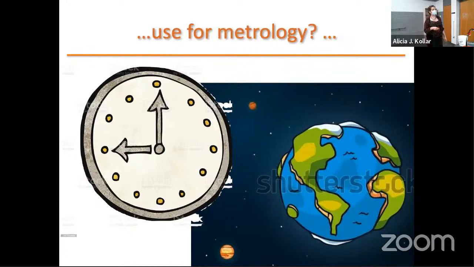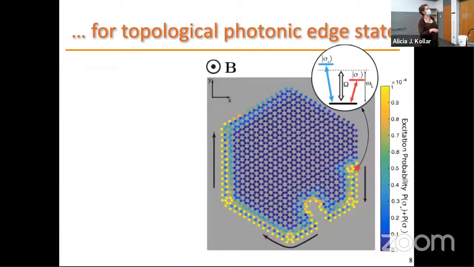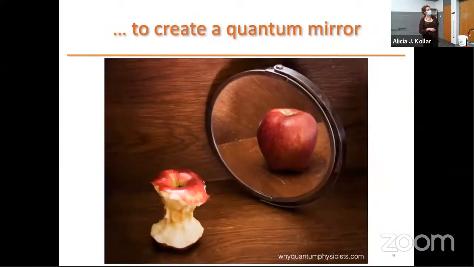Then we are trying to get into metrology. And I know you guys are much more serious about this, so this is really a very careful attempt to see how far we can push this. We are nowhere close to a serious atomic clock or so. Then there are the photonic edge states, which I'm actually at the end not going to talk about. So forget about this for now.